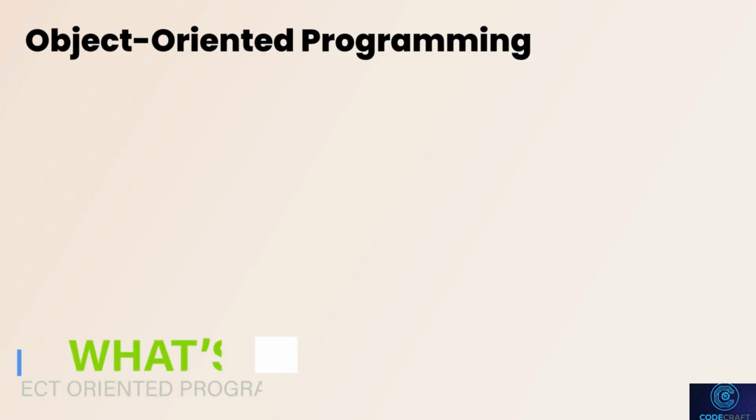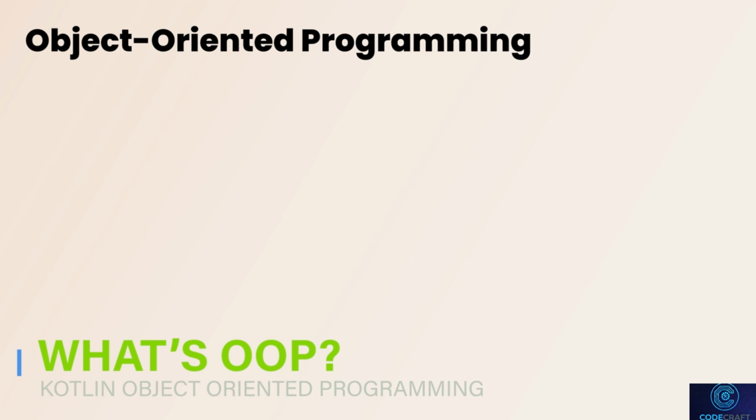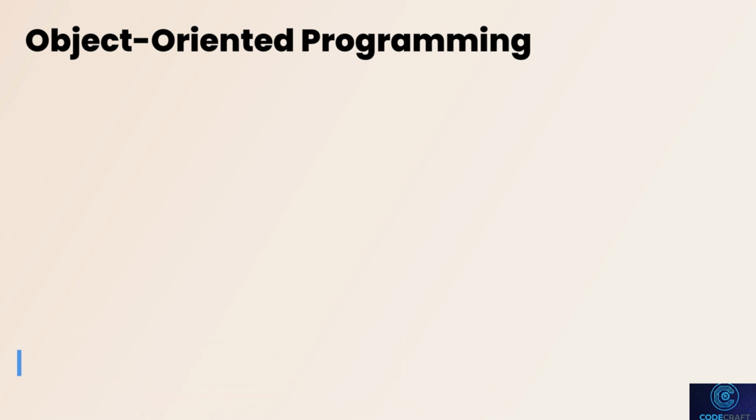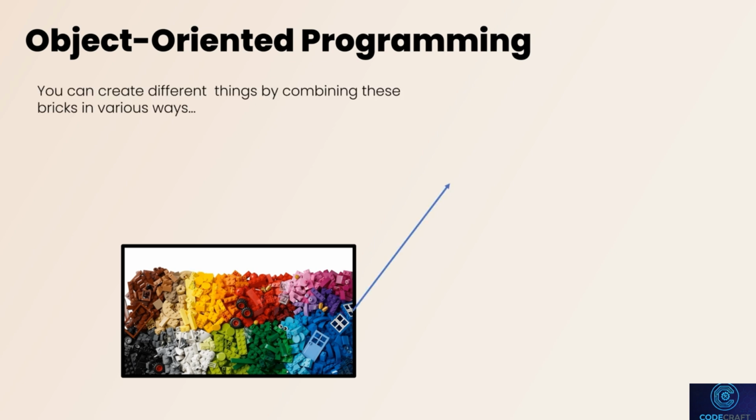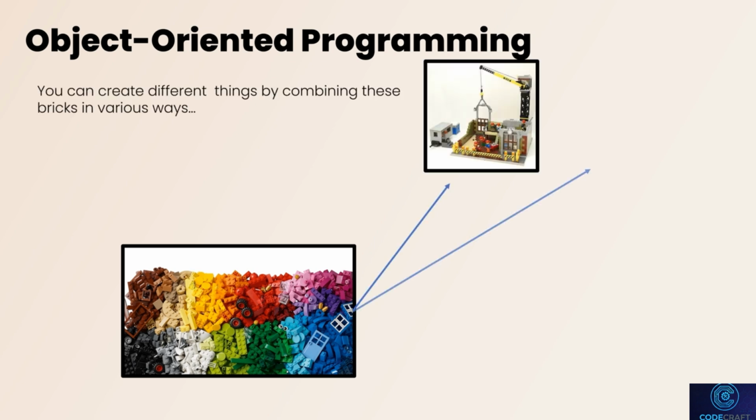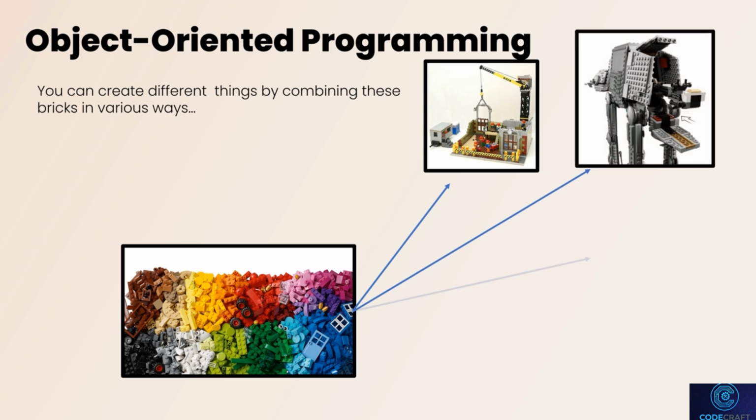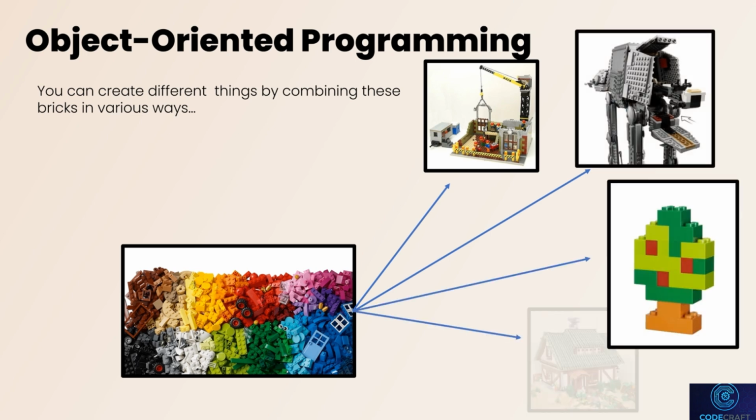Welcome back. In this video, we'll start learning about object-oriented programming in Kotlin. Imagine you have a box of Lego bricks. Each Lego brick is a small piece of a bigger puzzle. You can create different things by combining these bricks in various ways. You might build a spaceship, a house, or a car by snapping together these colorful blocks.